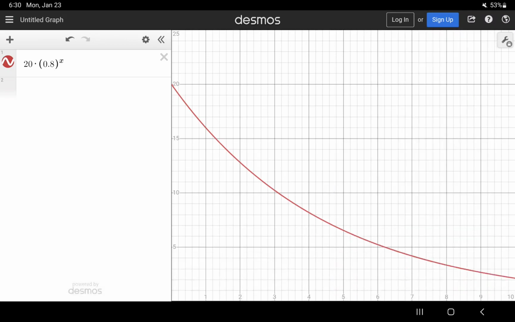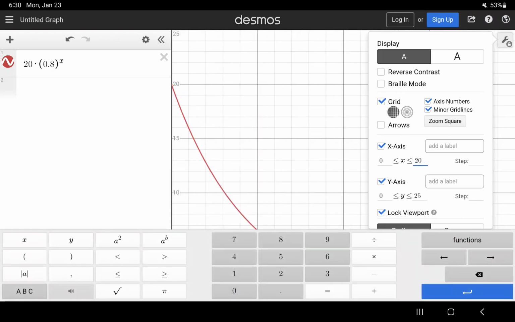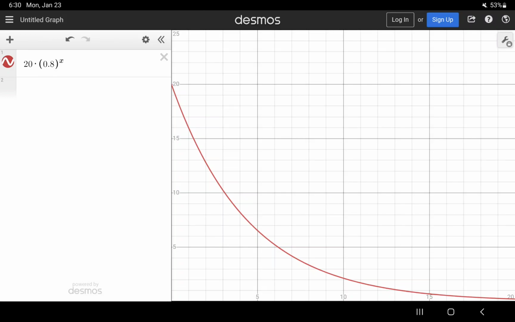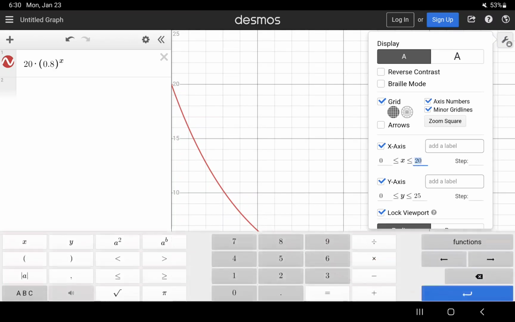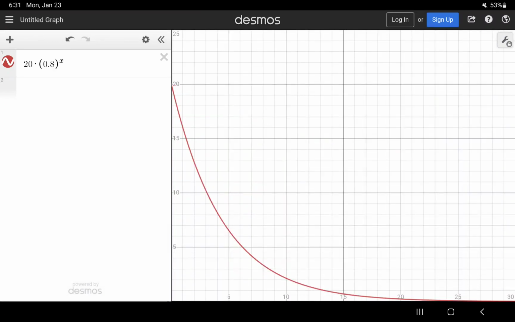Okay, so it's still going down, so maybe 10 wasn't big enough. Let's try 20. 20 is looking pretty good. Let me check 30 and see if we've got a clear picture of our graph here. Yeah, it looks like by the time we hit around 25, there's not much left.